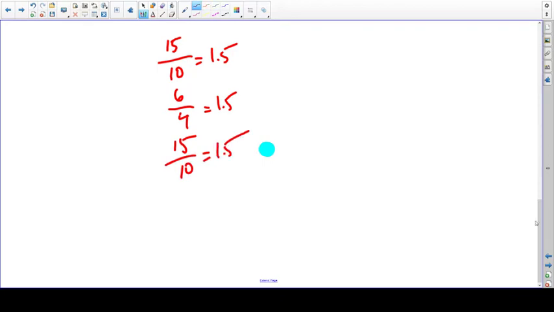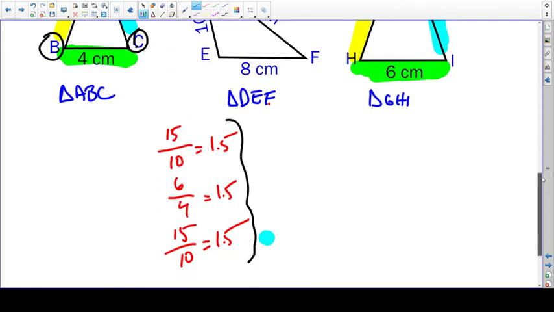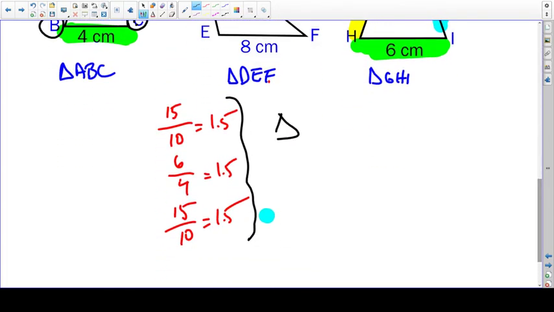So because these are all the same, we would say that triangle ABC is similar to triangle GHI. And we've shown it mathematically because all the scale factors are the same.